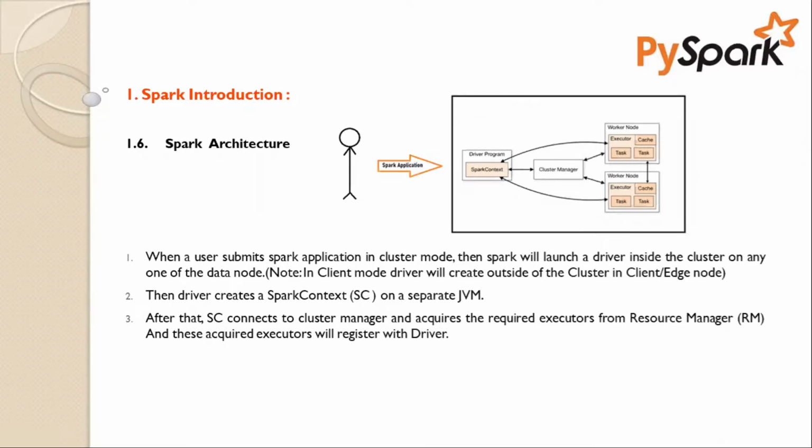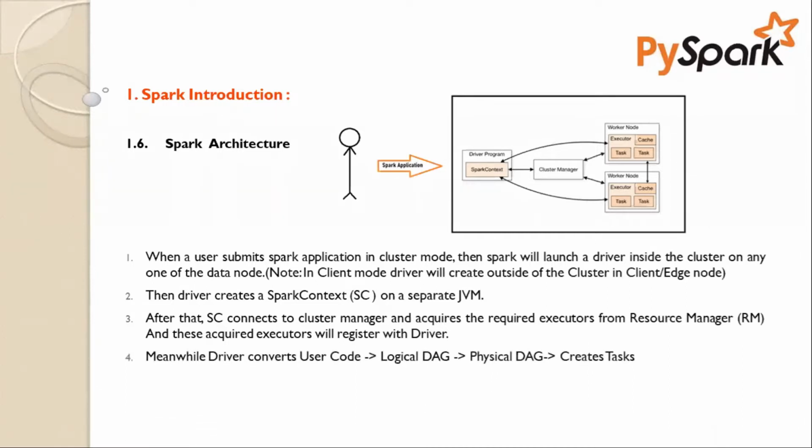Then SparkContext acquires the number of executors. Immediately those executors will be registered with the driver, right? Then only the driver comes to know how many executors are working. So immediately all the executors assigned for this application will be registered with the driver. Okay, that is the third step.